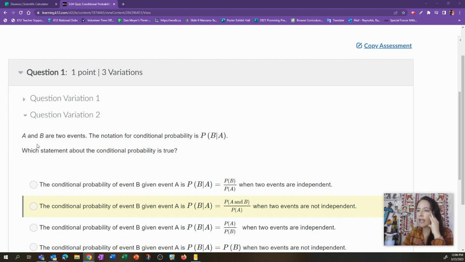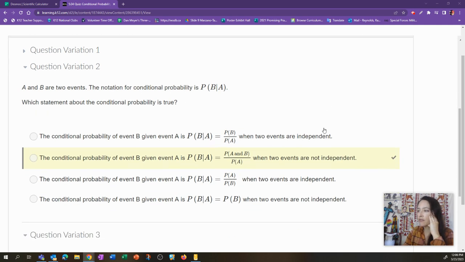All right, so question 1, here we go. A and B are two events. The notation for conditional probability is the probability of B given A. What will be true? So notation, definitions. Okay, so first of all, we don't have anything in this form that we're learning about. So whenever you see something that we're not learning about right now, you can kind of throw it out.